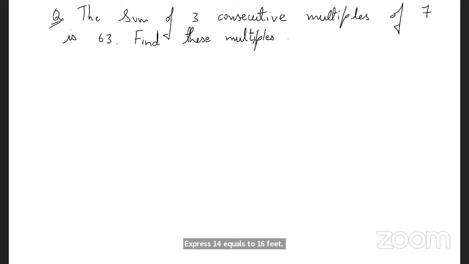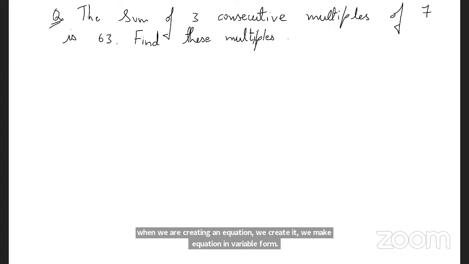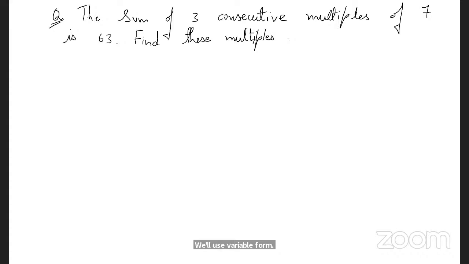But you've assumed these are the multiples. 7x plus 7x plus 1 plus 7x plus 2. Yes, that is right, Samyan. Since we don't know exactly what these multiples are right now, when we are creating an equation, we make the equation in variable form. So instead of directly putting the numbers, we'll use variable form. The question is saying three consecutive multiples of 7.